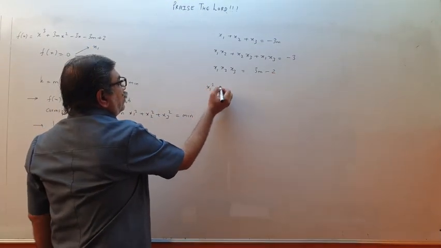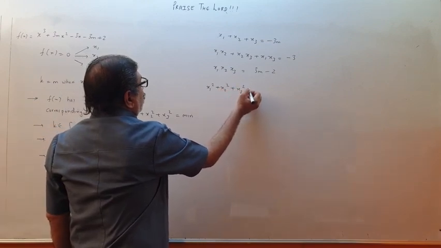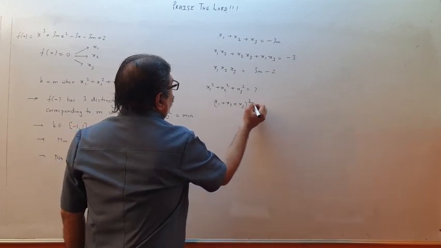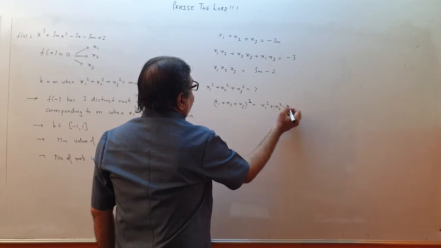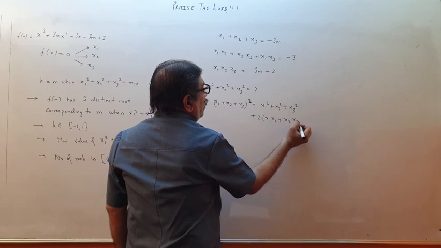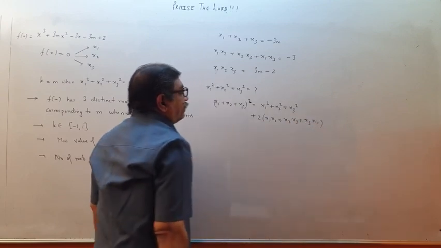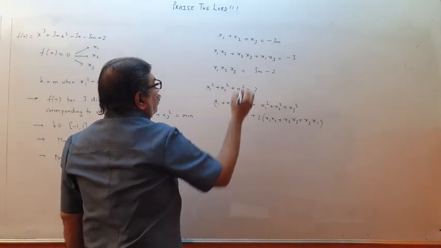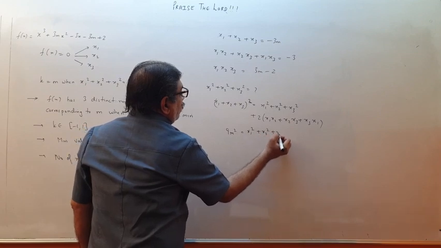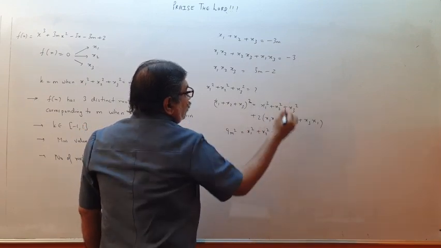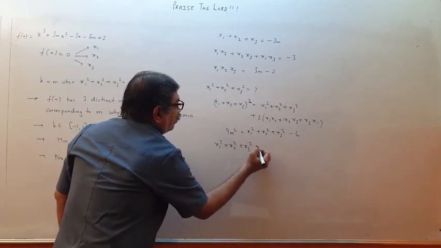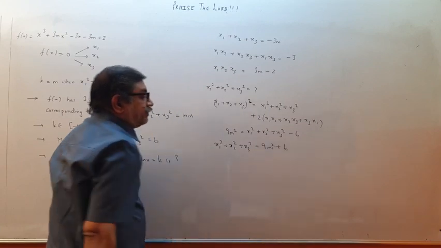Now children, I want the value of x1 square plus x2 square plus x3 square. So I know that x1 plus x2 plus x3 whole square is equal to x1 square plus x2 square plus x3 square plus 2 into x1 x2 plus x2 x3 plus x3 x1. x1 plus x2 plus x3 squared is 9m square. The pairwise sum is minus 3, so minus 6. Therefore x1 square plus x2 square plus x3 square becomes 9m square plus 6.